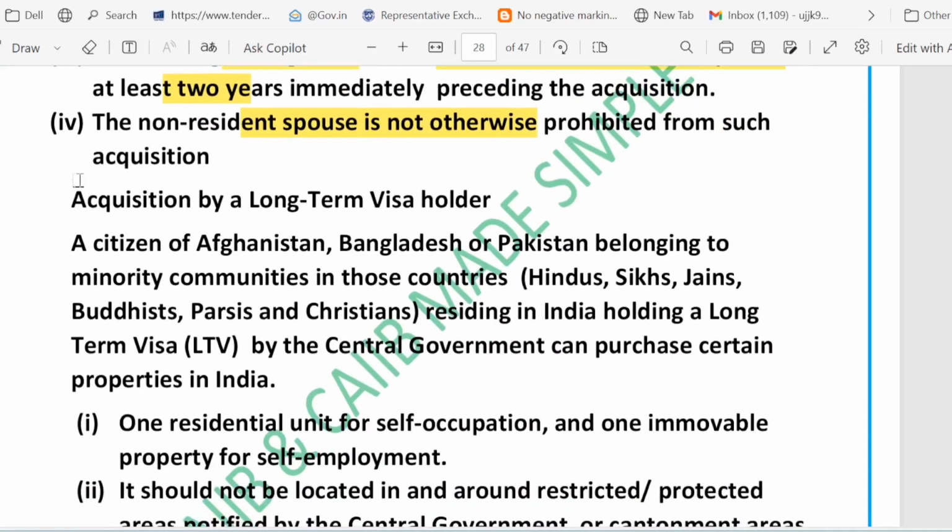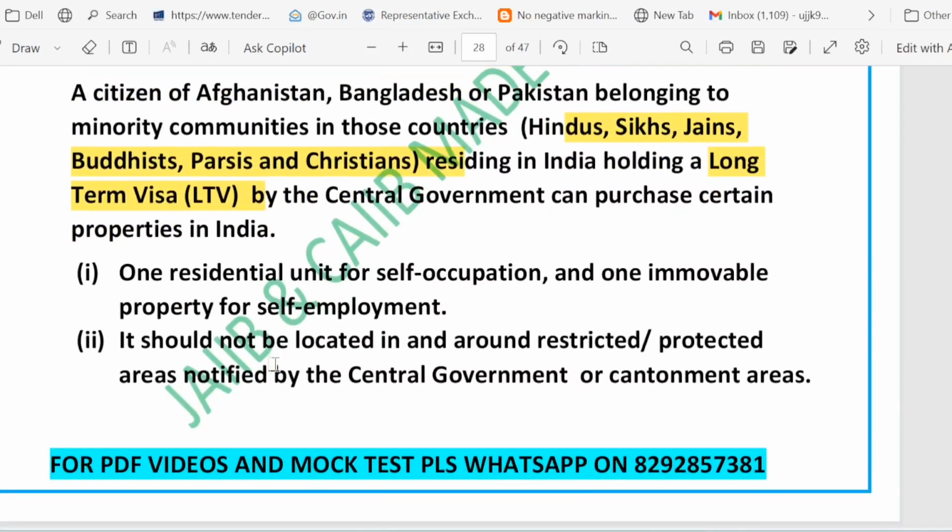Now, let's talk about acquisition by a long-term visa holder. There is a special facility for people from Afghanistan, Bangladesh or Pakistan who belong to minority faiths like Hindu, Sikh, Jain, Buddhist, Parsi, Christian, and who hold a long-term visa. You know what LTV is? LTV stands for long-term visa. They can buy limited property but with tight safeguards. They may purchase one small residential unit for self-occupation or one immovable property for self-employment. So two things are there: one residential unit for self-occupation, one immovable property for self-employment.